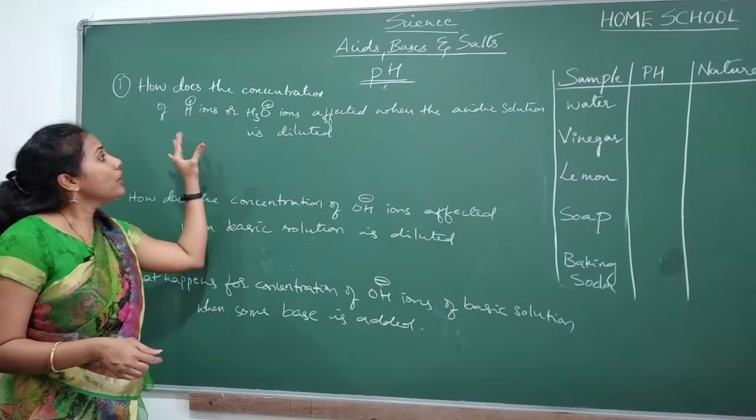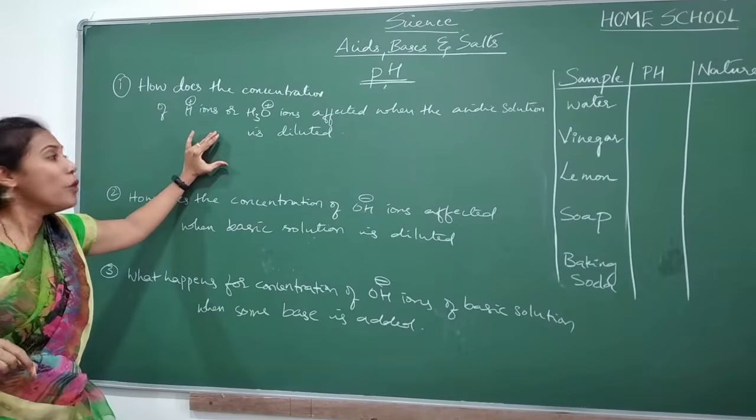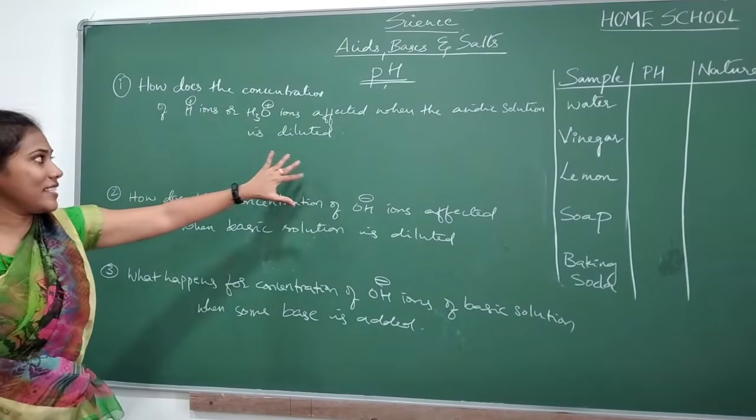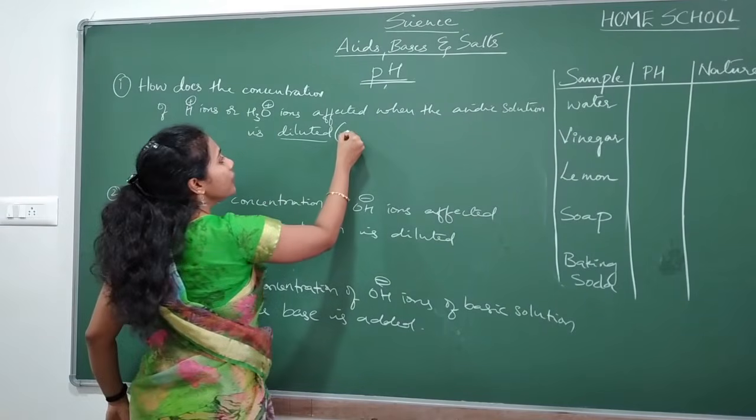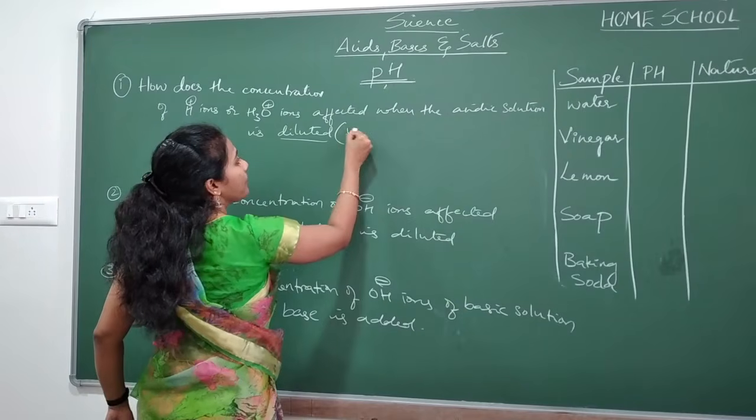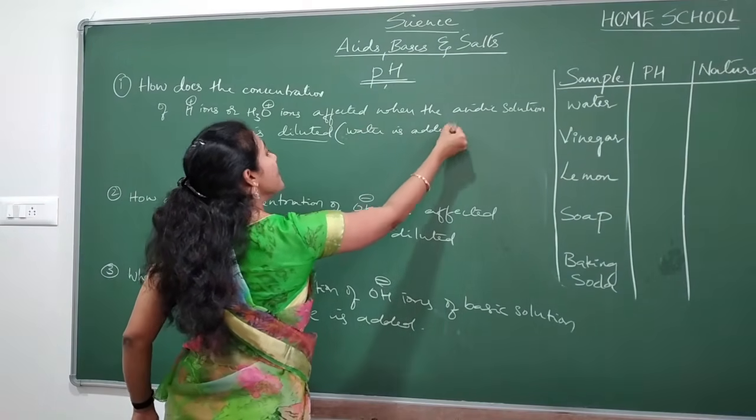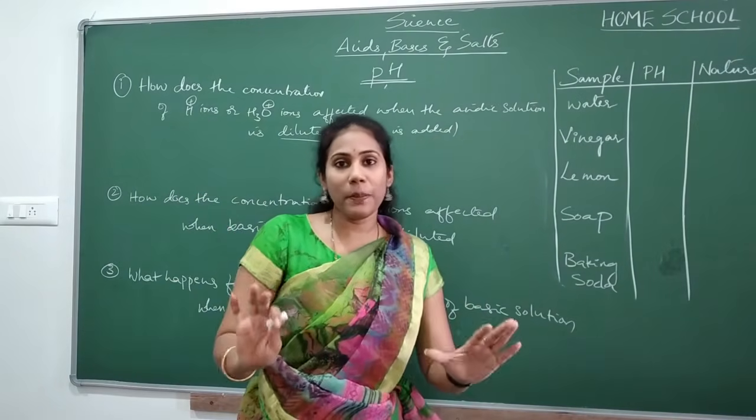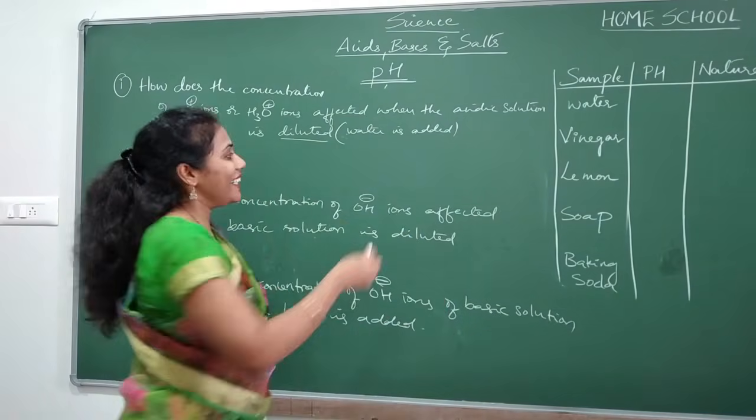Okay. So what is the meaning of this question? The meaning is, what will happen to the H plus ions of an acidic solution when it is diluted? What do you mean by the word diluted? Water is added. You have some acidic solution. In that, already some H plus ions would be there because it's an acidic solution. And from outside, you're adding some water.